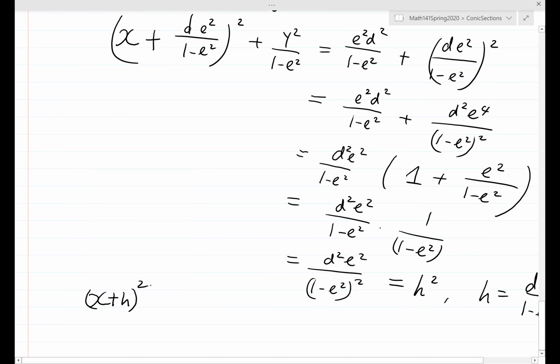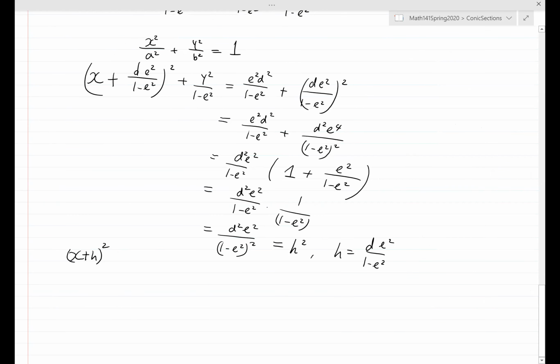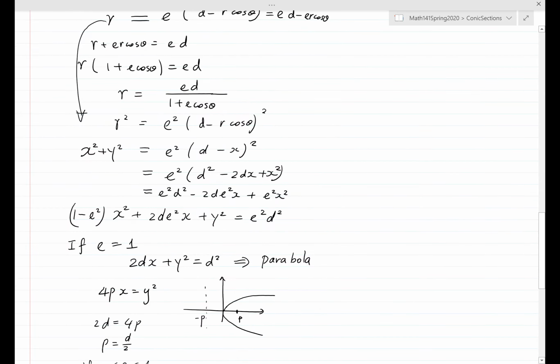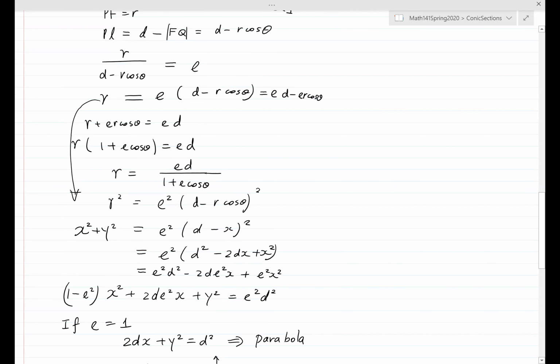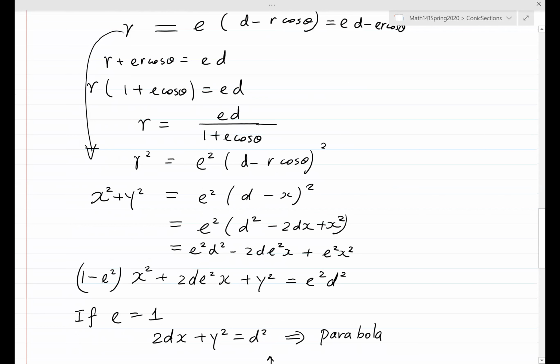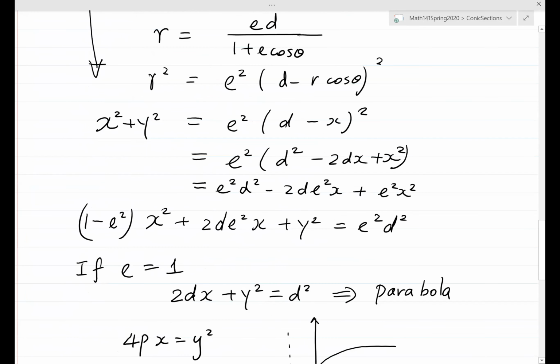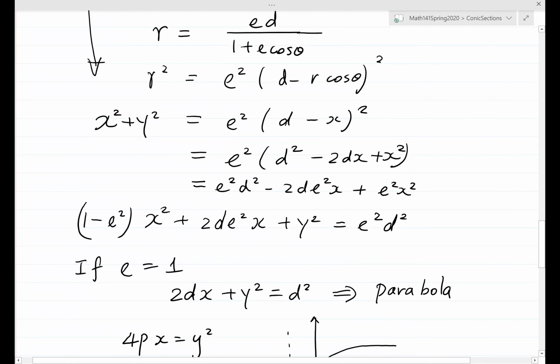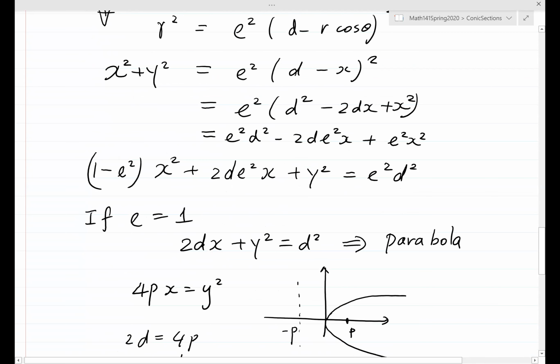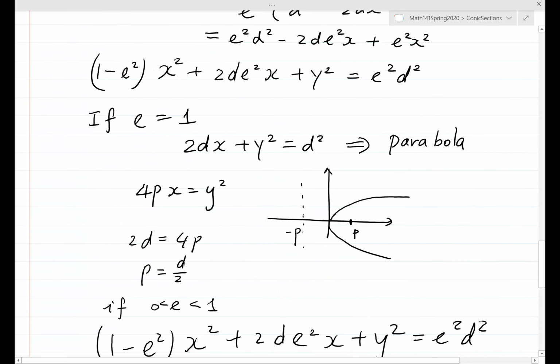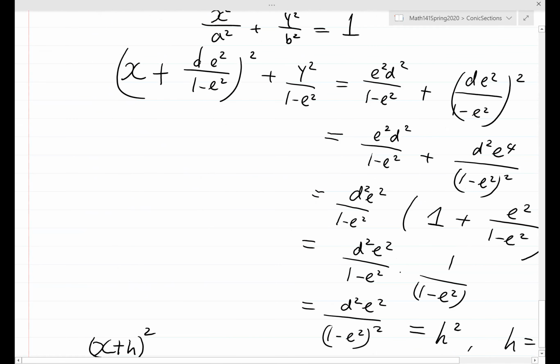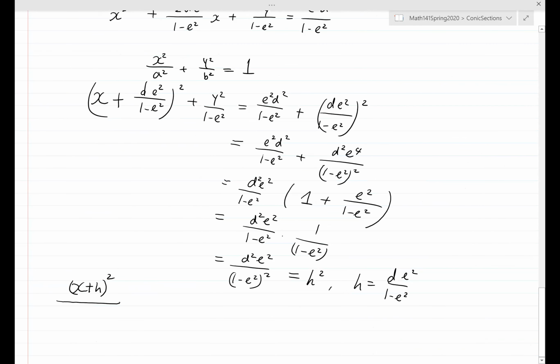Did I get something wrong? Wait a second. Did I get a sign mistake? Let's see. Yeah, this is correct. Then what we get is (x plus h) squared plus y squared over (y minus e squared), and this thing will be h squared.